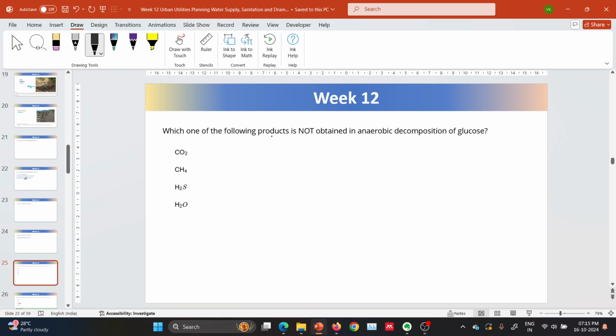Which one of the following products is not obtained in anaerobic decomposition of glucose? So glucose is C6H12O6. So it can form these things, but H2S will not be formed because sulfur is not available. This is correct. So during anaerobic decomposition, hydrogen sulfide will not be formed.